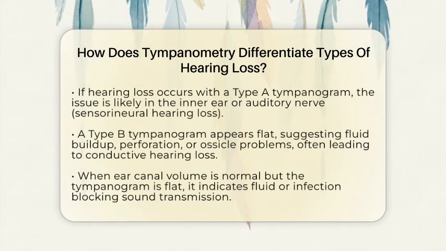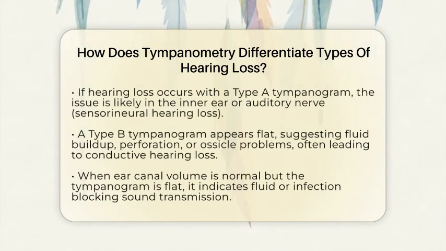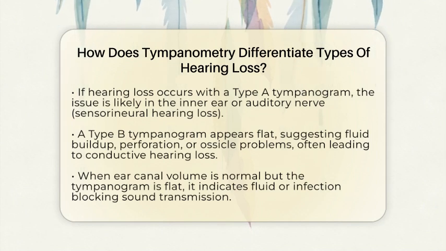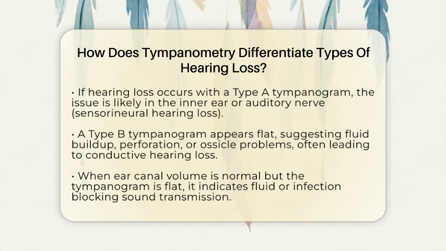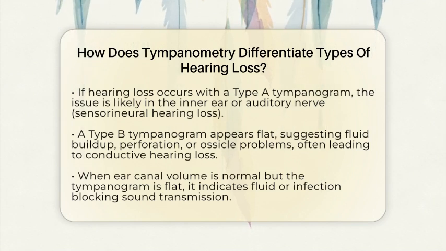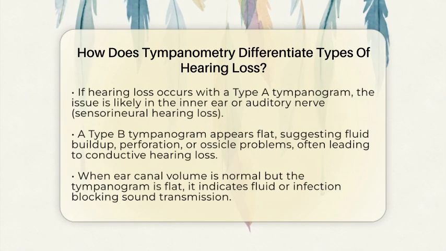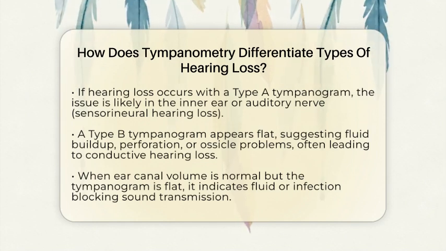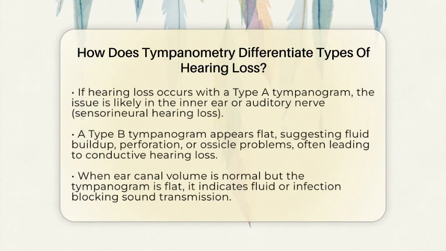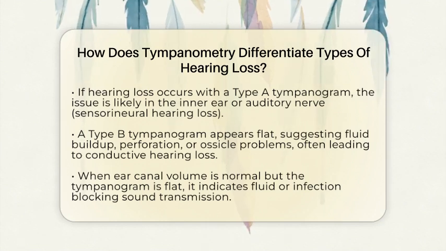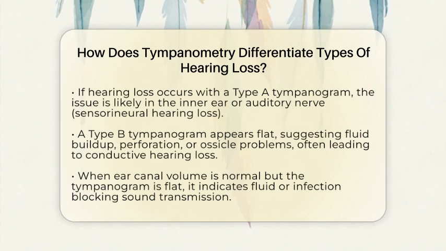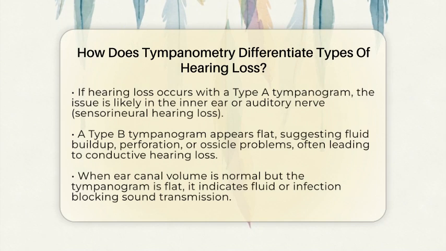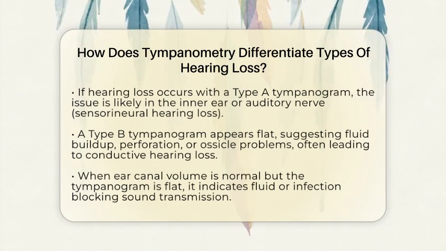A flat line on the graph, called a type B tympanogram, shows little or no movement of the eardrum. This often indicates fluid buildup behind the eardrum, a perforation, or problems with the tiny bones in the middle ear called ossicles. When the ear canal volume is normal but the tympanogram is flat, it suggests fluid or infection is blocking sound. If the ear canal volume is larger than normal, it might mean the eardrum has a hole or perforation. This pattern points to conductive hearing loss, which happens when sound cannot travel properly through the middle ear.